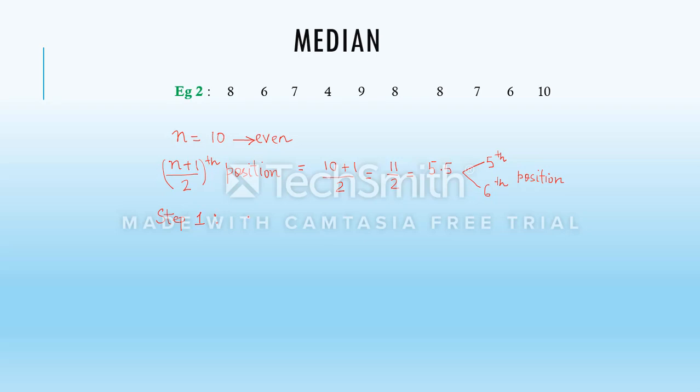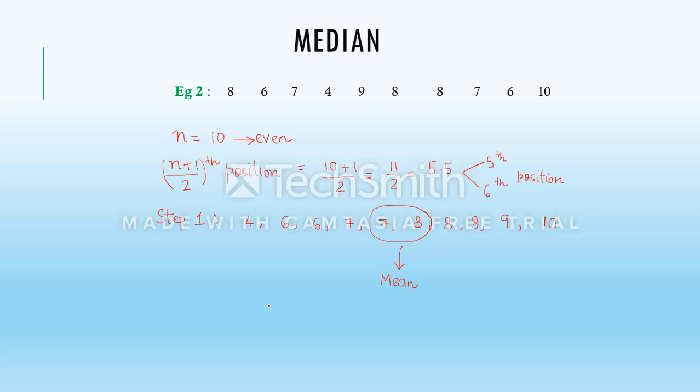When arranged in order: 4, 6, 6, 7, 7, 8, 8, 8, 9, followed by 10. So now we're going to be looking out for the two values at the 5th and the 6th position. So 1, 2, 3, 4, 5 and 6, which brings us to these two values, which means our final answer is actually going to be the mean of these two values.